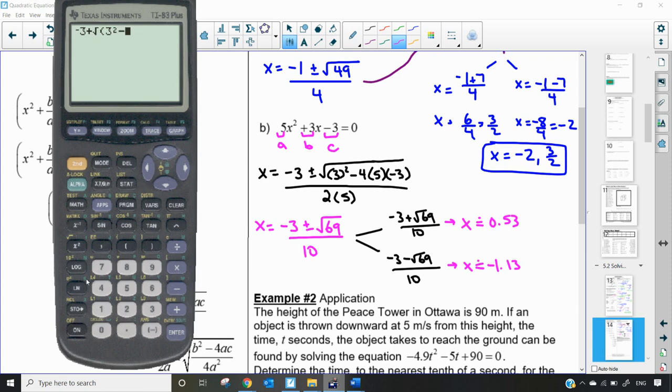So 3 squared minus 4 times 5 times -3. Again, this negative is super important. Close your brackets, and then we divide by 2 times 5, which is 10. And then again, we can re-enter that, or just pull up your old entry and change the sign to be negative. So I usually don't retype it a second time around, I just change my sign. And then we divide by 10, and we have our answer.